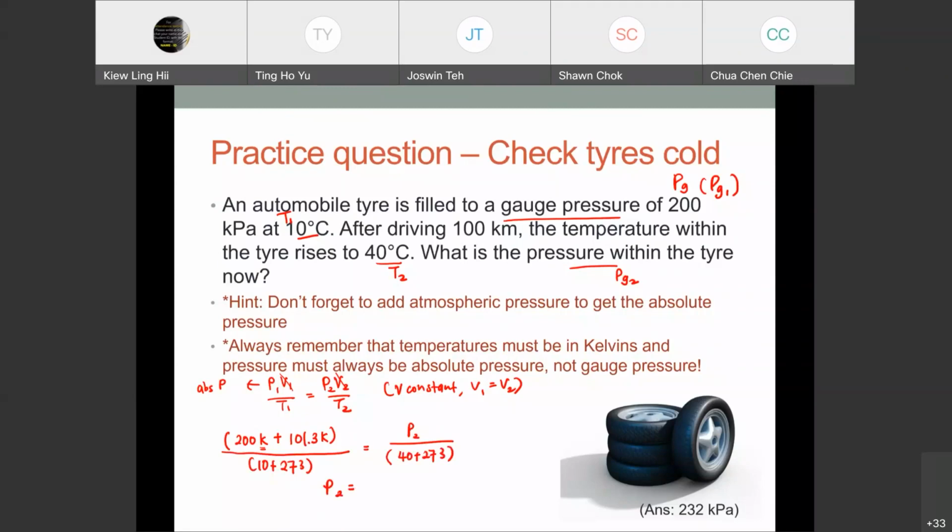P2 is 333 kilopascal. So what is the gauge pressure at point 2? It equals the absolute pressure at point 2 minus your atmospheric pressure. So absolute pressure at point 2 is 333 kilo minus 101.3 kilo. Yes, we get 232 kilopascal. Okay.